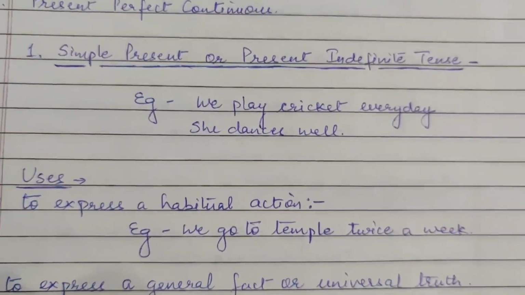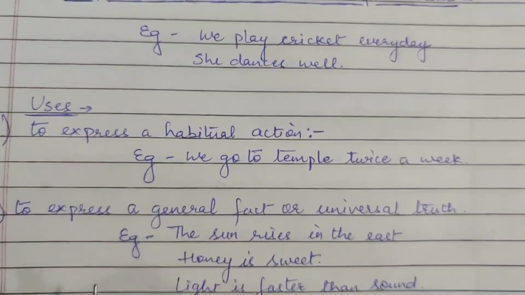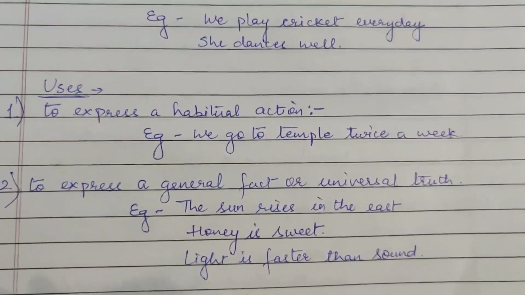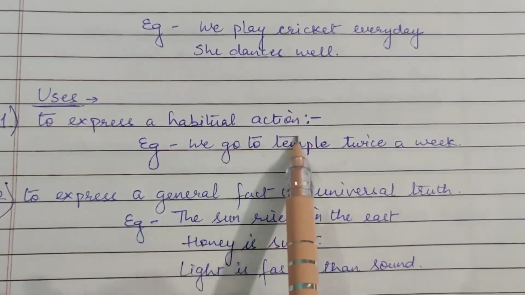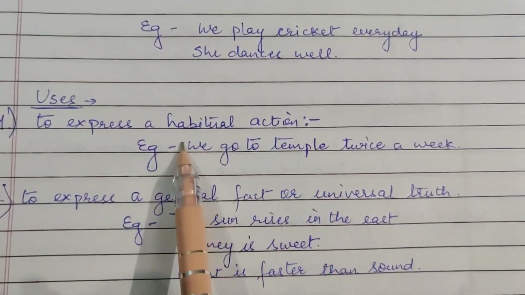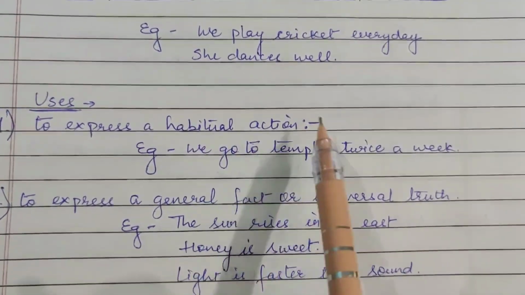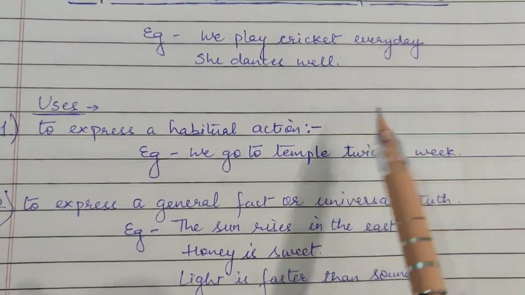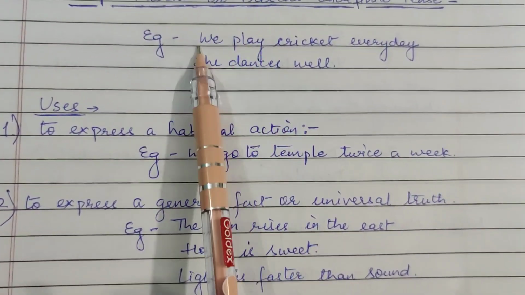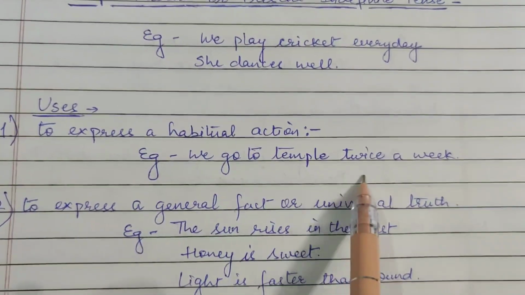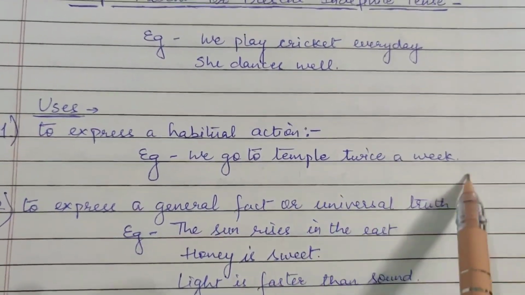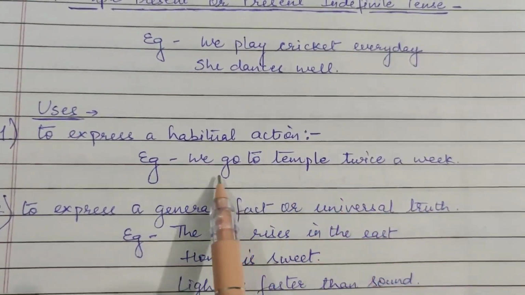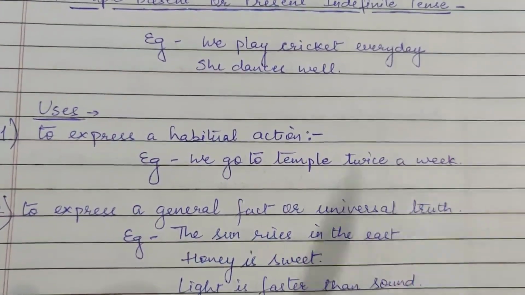Now we'll move forward to the uses of simple present. What does simple present represent? In which kind of sentences do we use it? First is to express a habitual action. Let's say you have a habit of doing something regularly, then it is expressed with simple present tense. For example, we go to temple twice a week. So this is your habit, you do it every week.